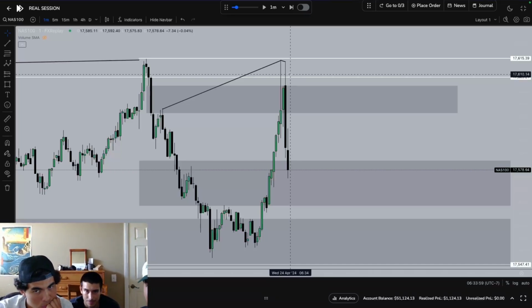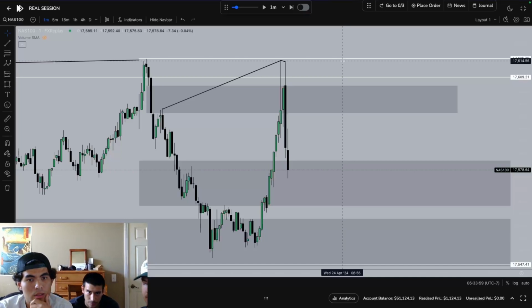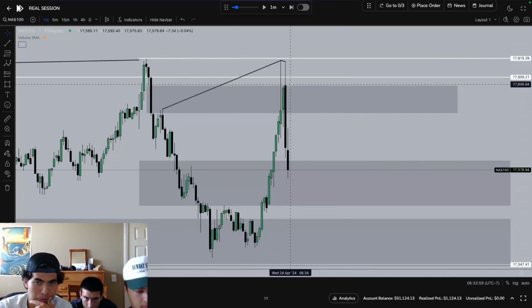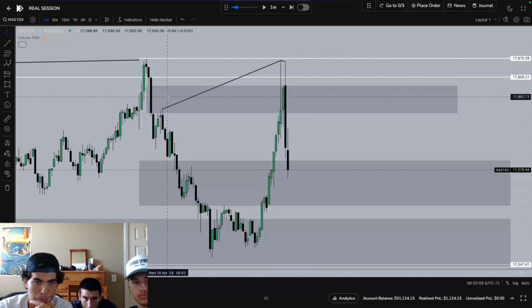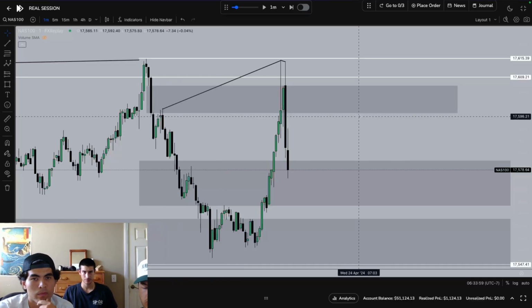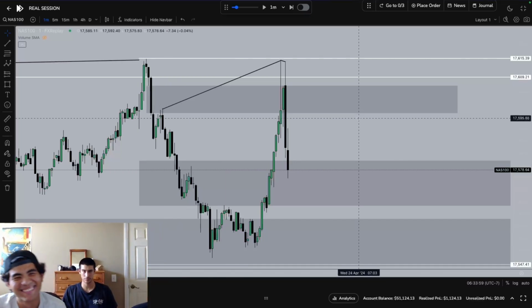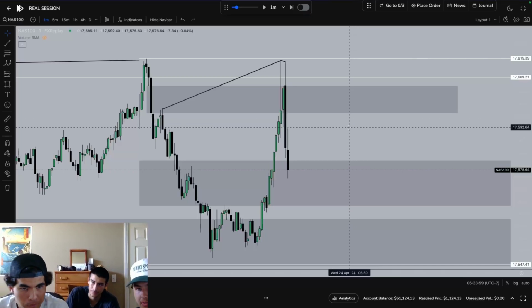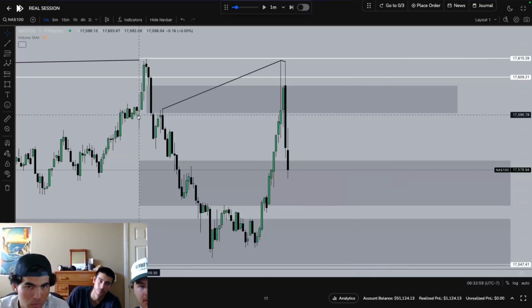If you want to enter, what would you need to see? So we would enter shorts. What do you buy on? When it breaks out of the fair value gap, right? Inverse fair value gap and change in state. So where would be your change in state, and where would be your fair value gap that you want to be inversed?